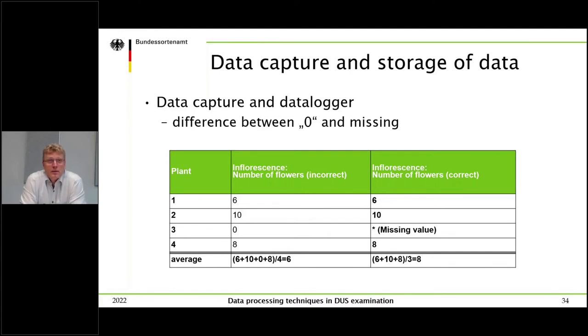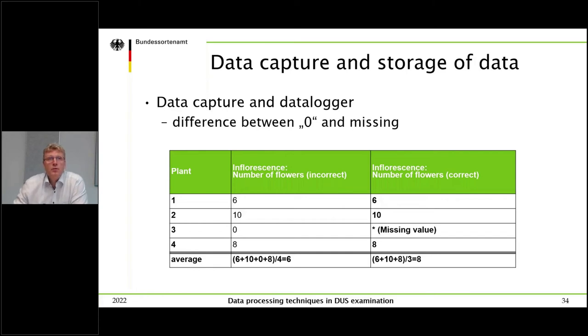Data capture and data logger. It's important to differentiate between zero and missing. To distinguish between zero and missing, it is important to use a definite code for missing value. Zero is generally not the method of choice for coding of missing values. In particular, for counts, it is not appropriate to give the same code zero to a zero count and a missing count. A zero count might be used, for example, for non-flowering plants. The count of a missing value might be 40 plants. Clearly, the same coding would lead to incorrect results.